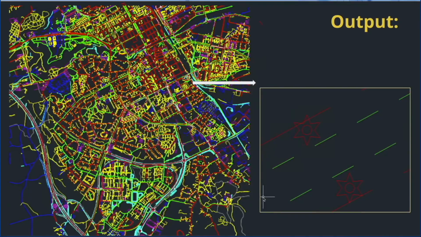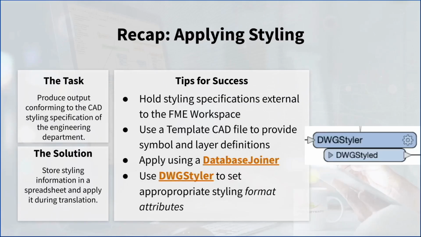Again, for applying styling, we're going to store the styling information in a spreadsheet as much as we can and apply it during translation. We get the definitions from a template CAD file that the engineering team has provided, and then we just use those. Database joiner is a great way to get that styling information, but if you just have a few things to do, you can always use the DWG styler that sets up the appropriate attributes as well.